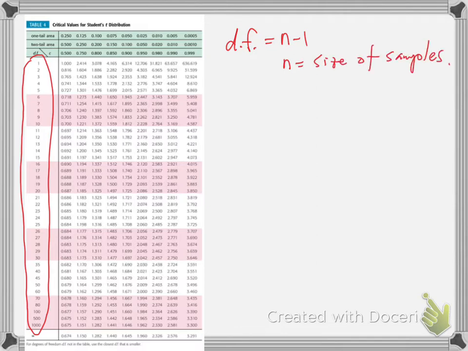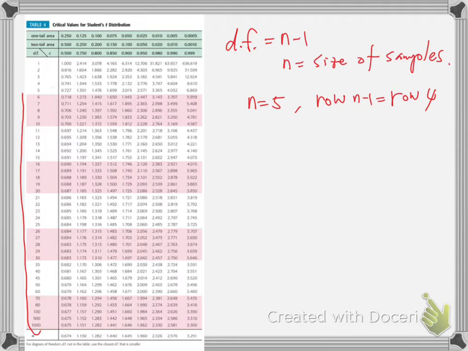So how many given numbers? How many stores you visited? How many students you get? How many numbers you measured? That's the size of samples. So the first column is n minus 1. For our flower example, n is 5, so we need row n minus 1, which is row 4. So now let's circle row 4. We are looking at this row.